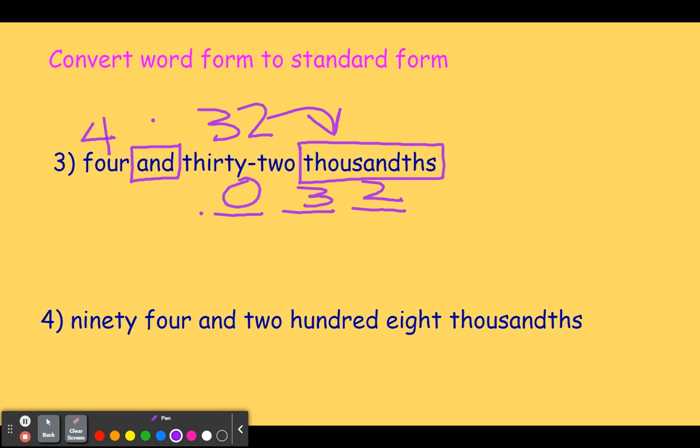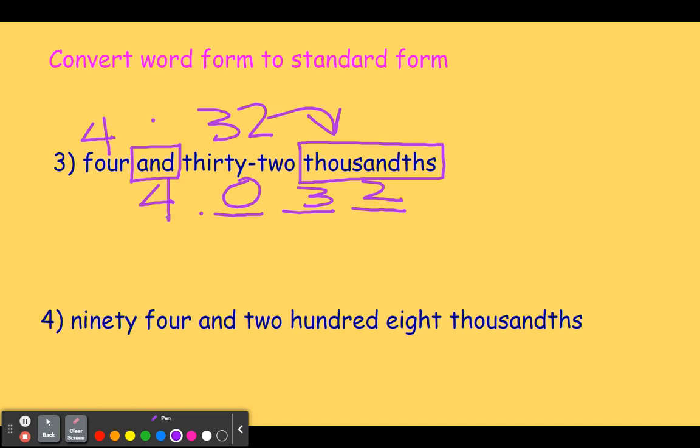So if you look, it's 32 thousandths. But remember, I have an and, and whatever is in front of the word and is our whole number. So our whole number is 4. 4 and 32 thousandths.